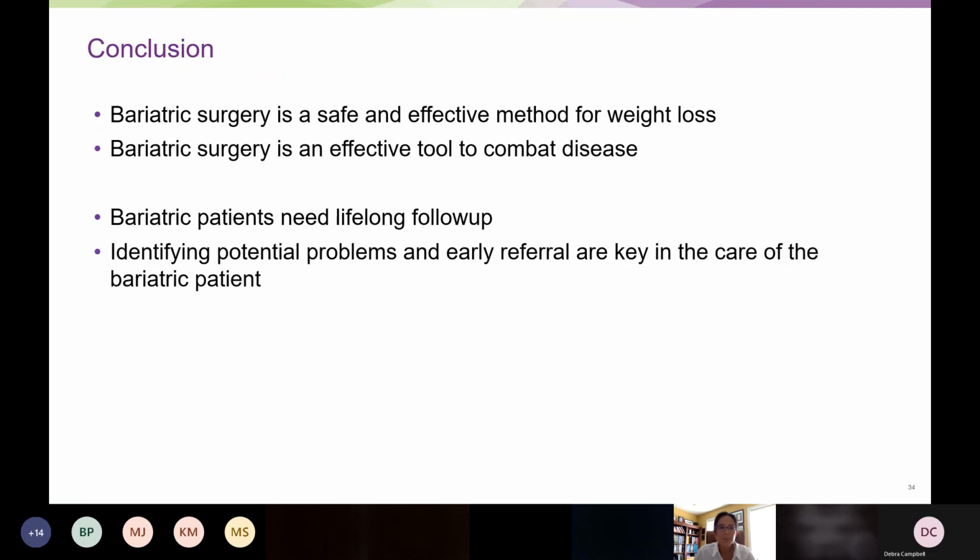So I just want to conclude. We know that bariatric surgery is safe, and it's also a very effective method of losing weight. It's an effective tool to help combat disease, but the bariatric patient really needs lifelong follow-up. Once we see them and do surgery on them, we want to see them for the rest of their lives to make sure that they're not having any issues and to make sure that they are compliant and keeping their weight off. Identifying potential problems and early referral are basically the keys to taking care of the bariatric patient.